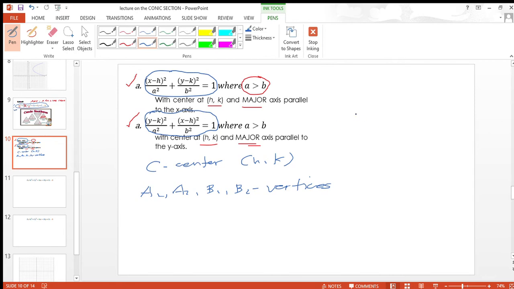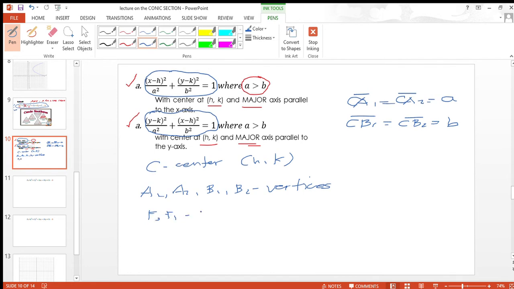Wherein, let me explain that, center to A1 will be equal to center to A2, and the distance from center to A1, A2 is equal to a. On the other hand, center to B1, center to B2 is equal to b. If you will notice, these values can be obtained from the standard form. We have the denominator a squared, b squared. So if you extract the square root of this, you get a. If you extract the square root of b squared, you get b. And then from there, we also have our F and F1.